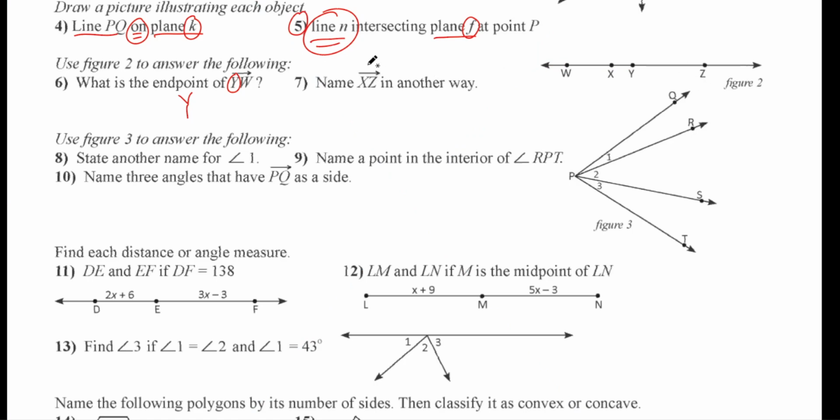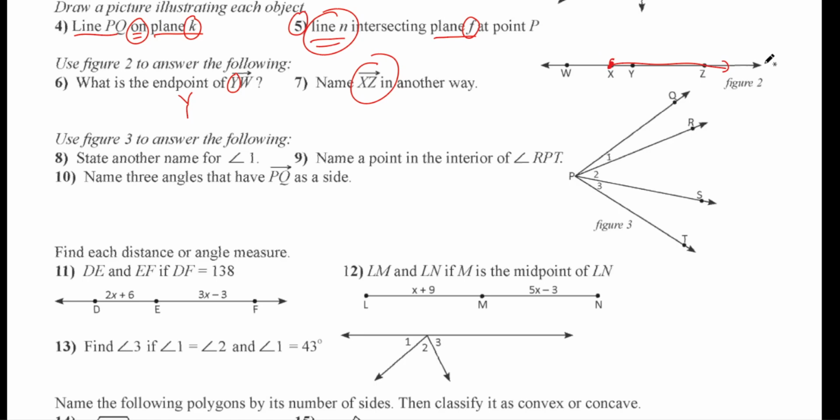Okay, let's do this one. It says name, what's this? This is a ray. Name ray XZ in another way. Can you? Sure? Watch. It starts at X, right? And it goes through where? Originally, what's this mean? It goes through Z, right? So you can't say ZX. Would you say ZX? You can't say ZX, because if you wrote ray ZX, you'd be starting at Z and going through X and all the way through.